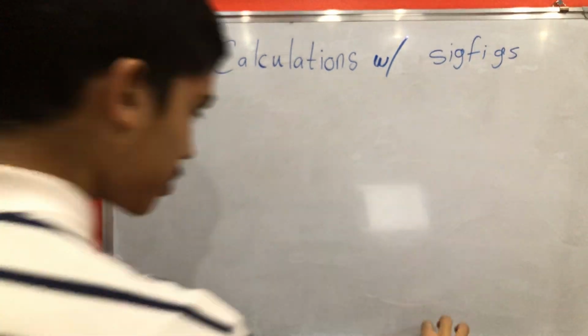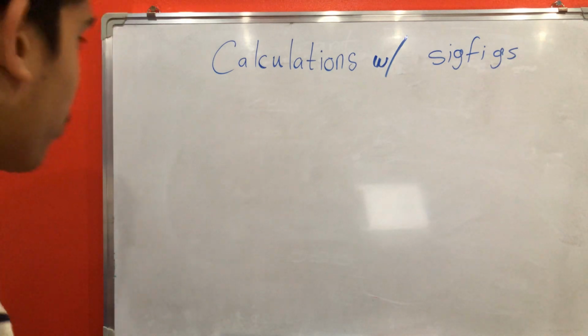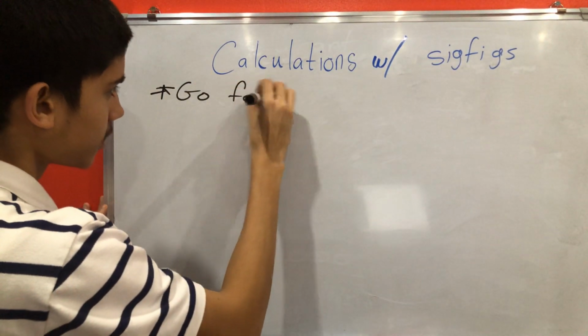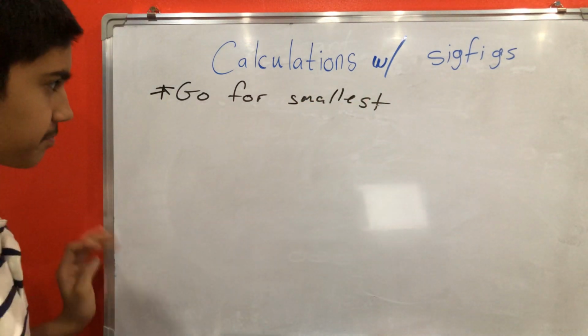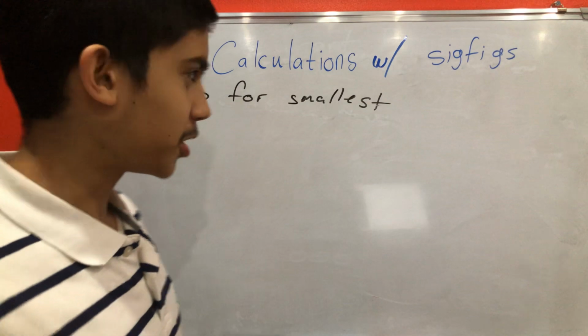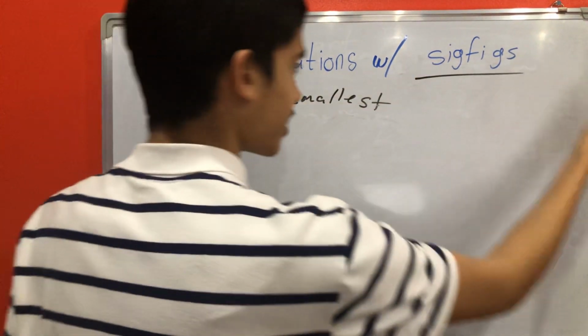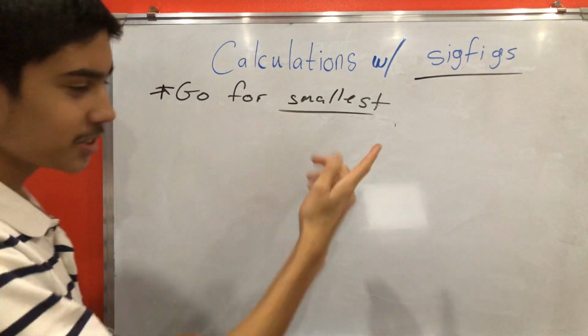So calculations with significant figures follow a pretty general rule, and that rule is go for the smallest. Okay? It's like the opposite of your dreams. In your dreams, you want to go for the biggest, but significant figures, they're so significant that they go for the smallest. It's the opposite, okay? So you just go for the smallest.